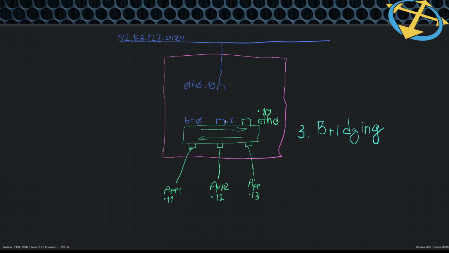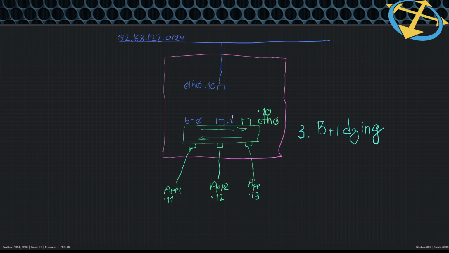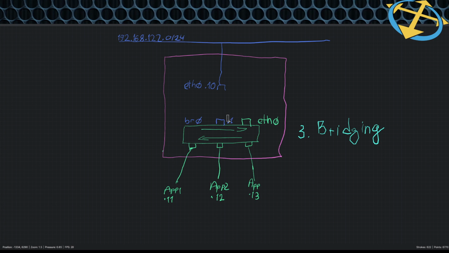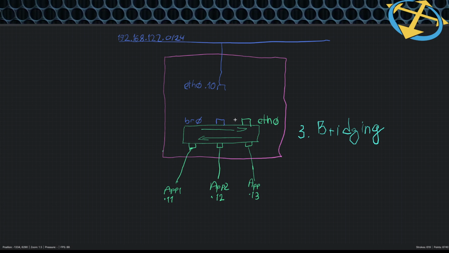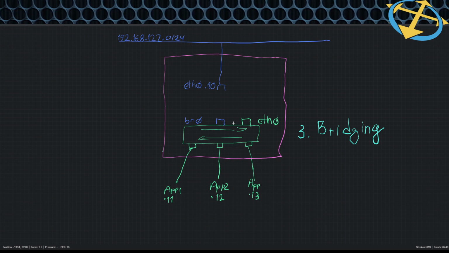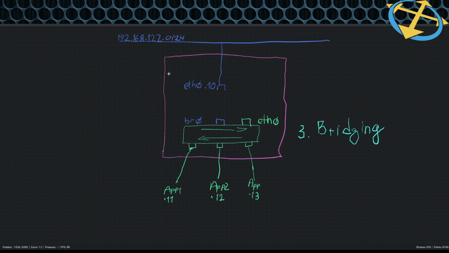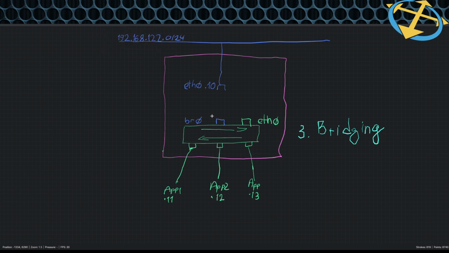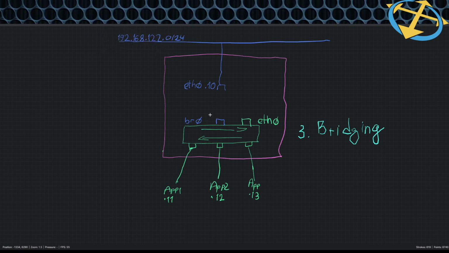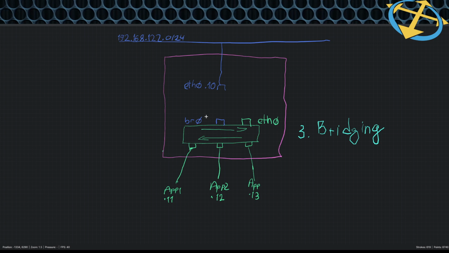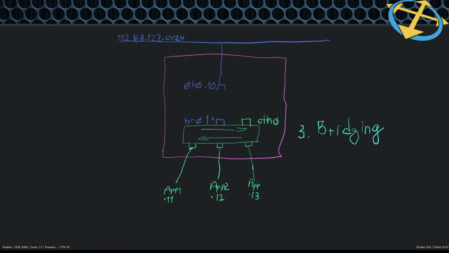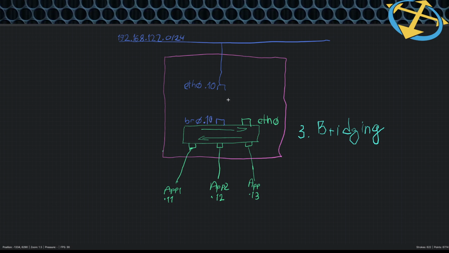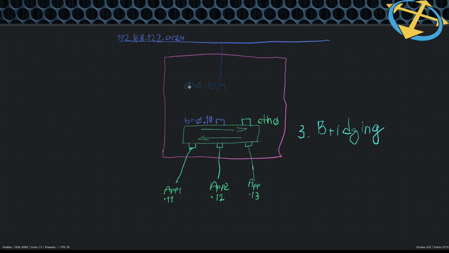And what I have now, actually I did it wrong. ETH0 is just a normal slave interface on my virtual bridge over here, and the virtual bridge, the software bridge, has the .10 address. Let's put it right here, and let's delete this.